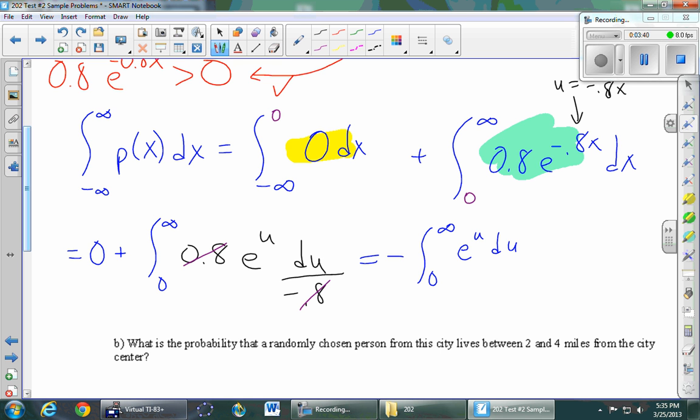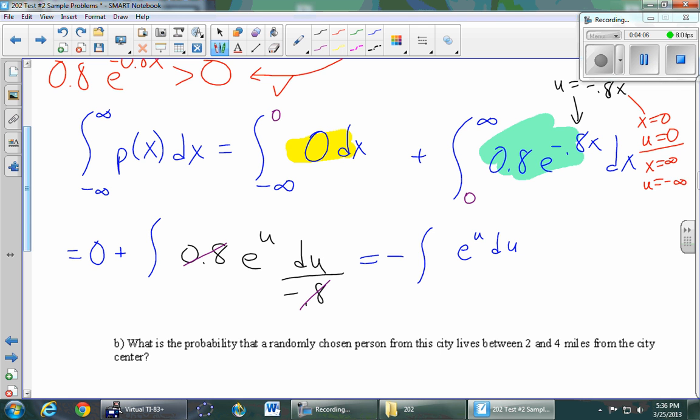And actually, given that I've changed to a u, I should have changed the limits of integration. It's no longer 0 and infinity. So let's figure out what it should be. If x is 0, then u is also 0. Fine. If x is infinity, then according to that equation in black, u is actually negative infinity. And I think that's going to be important. So I'm obliged to change it to 0 to minus infinity.